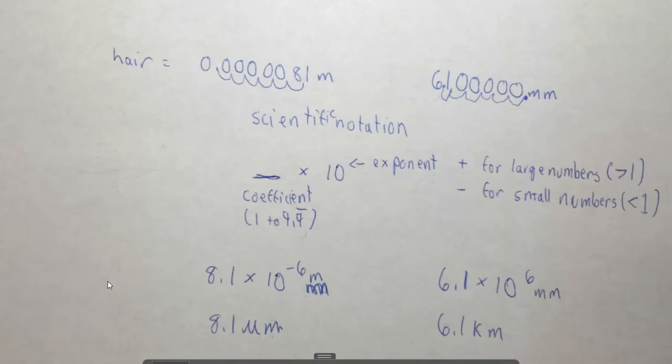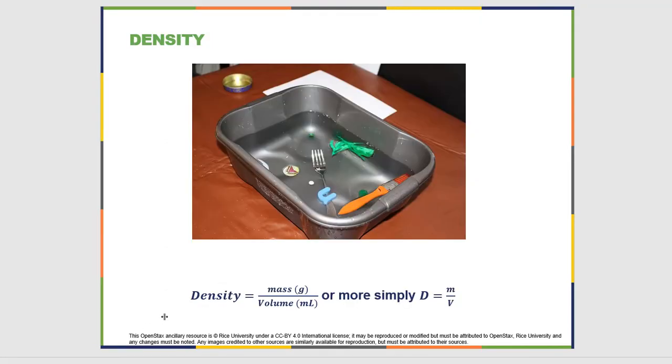In the next section, as I mentioned, we'll talk in more detail about how to convert from, say, this number to this number, because that's an important point in chemistry. So the next thing that I want to talk a little bit about is density. So density is equal to the mass divided by the volume, or more simply, D equals m over v. This is a ratio between the mass of an object and the volume of an object, and is a common property that we use in chemistry and we measure.